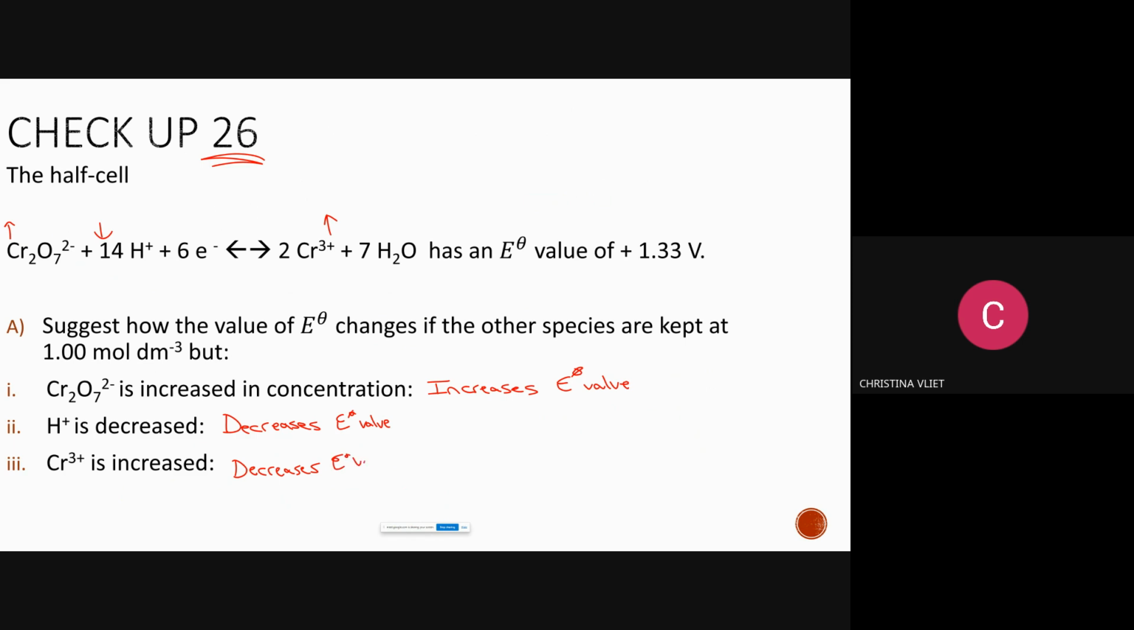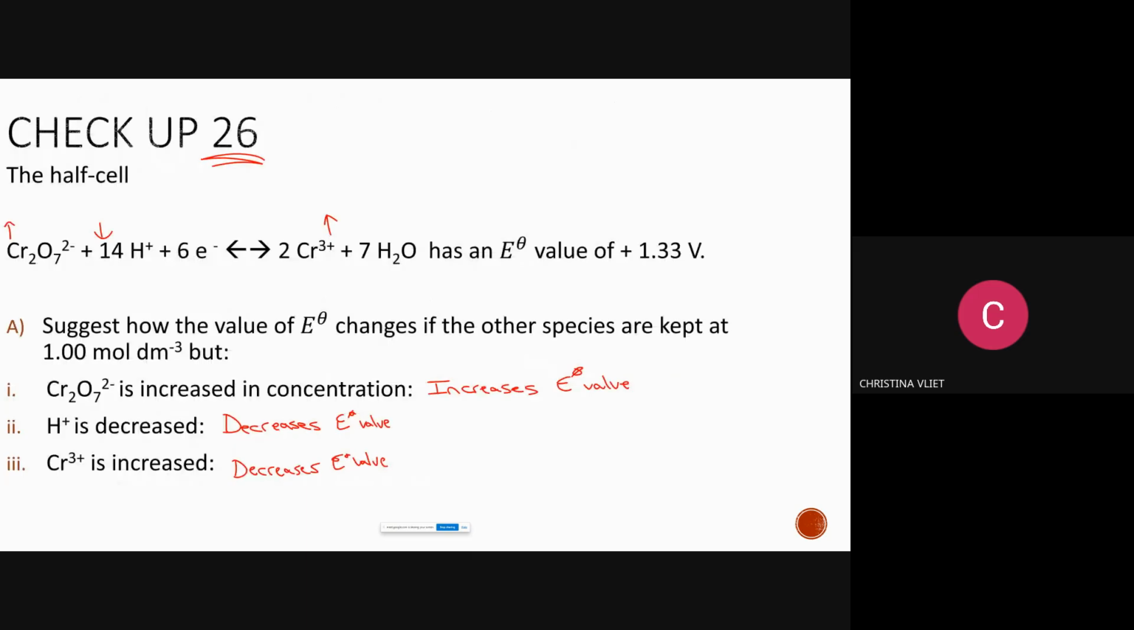Are we getting the idea of what to do here? So more products, more positive. PP, more products, more positive. More reactants, more negative is the idea. Products positive. Protons positive, products positive. So on and so forth.